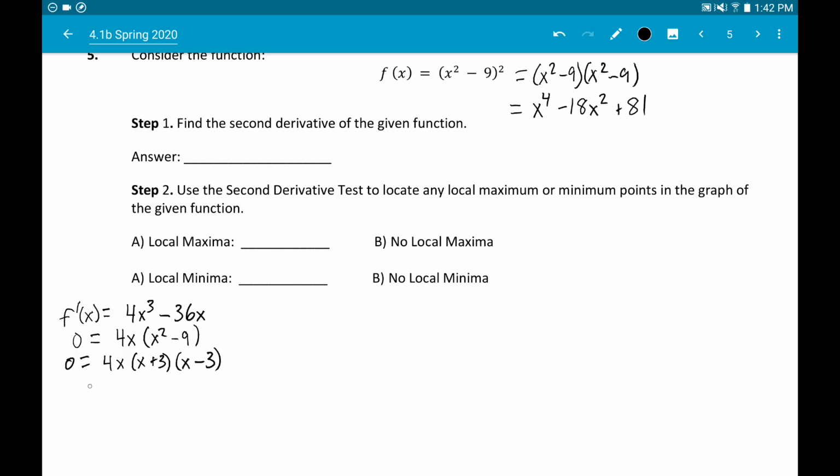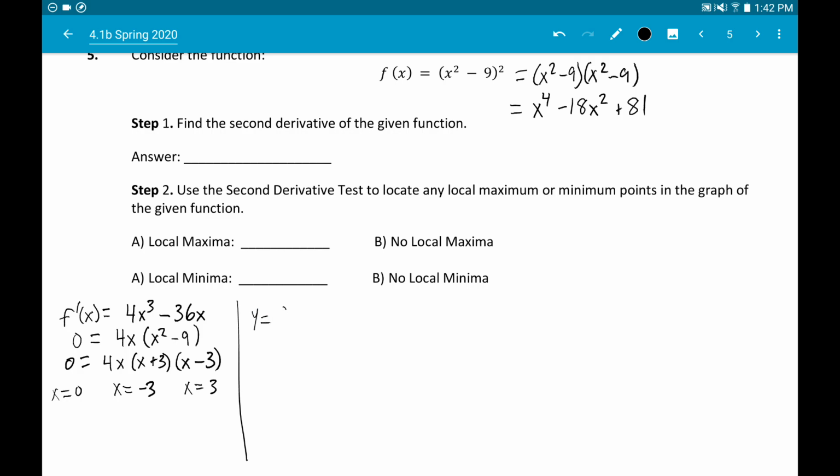Okay, so go ahead and solve this. I'm not going to write down the things separately this time, but if 4x equals 0, then x equals 0. If x plus 3 equals 0, then x equals negative 3. And if x minus 3 equals 0, then x equals positive 3. So 3 critical values. Plug them into the original function up there to get your critical points.